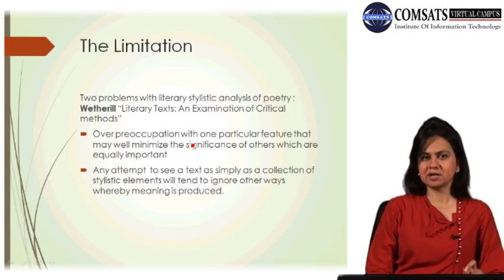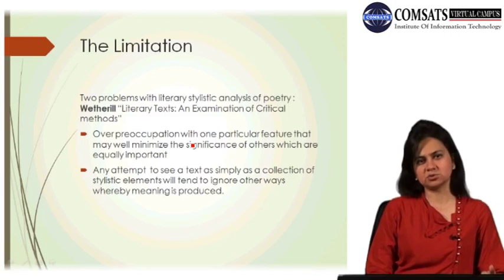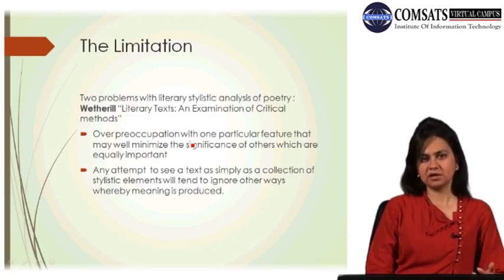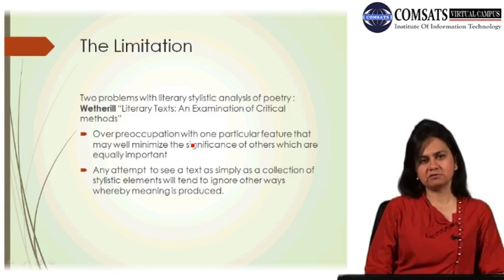So when a literary stylistician picks up certain distinctive features of a text, he ignores the other parts of the text which might be equally important in conveying meaning. Ignoring other ways through which meaning is produced would be one of the limitations of literary stylistics too, because here the literary stylistician is limiting his analysis to the study of the style of language by picking up abnormalities of language, curiosities of language, and the strange employment and use of language.